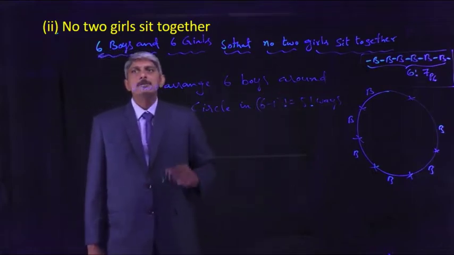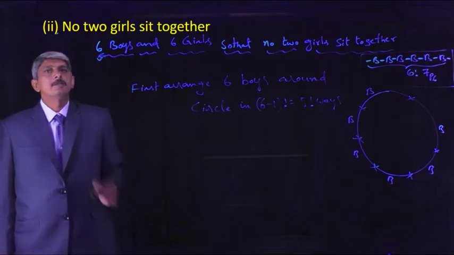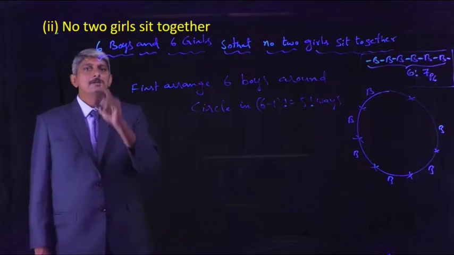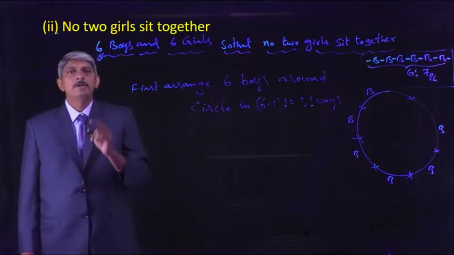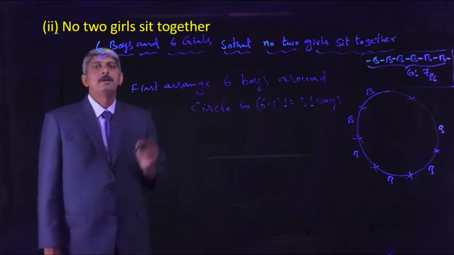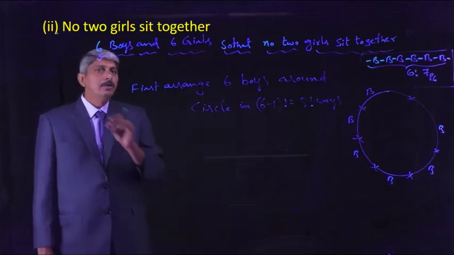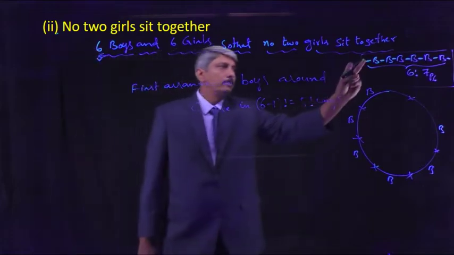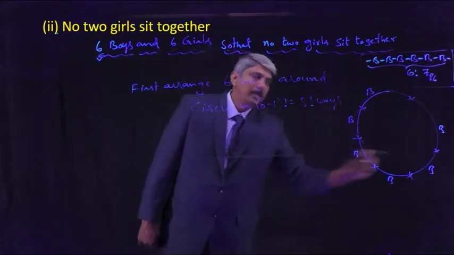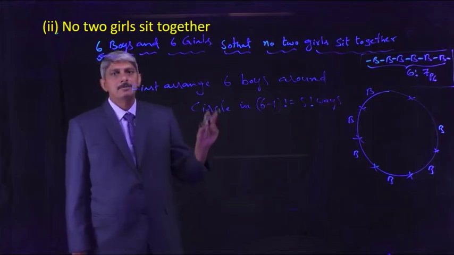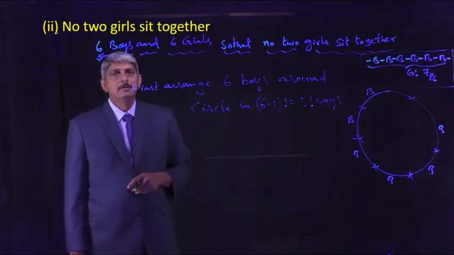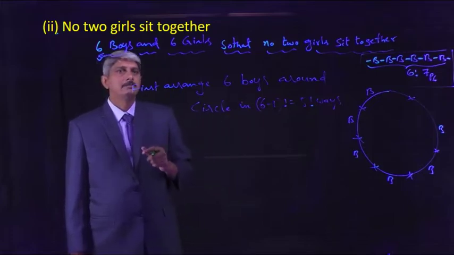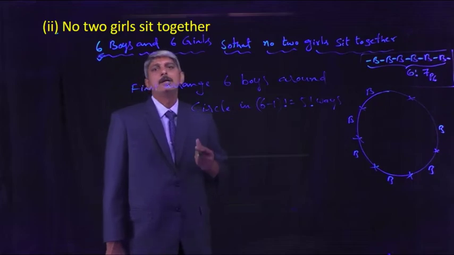In these 6 gaps filled by 6 girls, there are 6 gaps and 6 girls. How many ways can this be done? 6 gaps filled by 6 girls in 6p6 ways. Don't again apply the formula n minus 1 factorial. Here there are 7 gaps in the linear case, but here only 6 gaps. In the case of the circular permutation, the number of gaps is less than the number of gaps in the linear permutations.